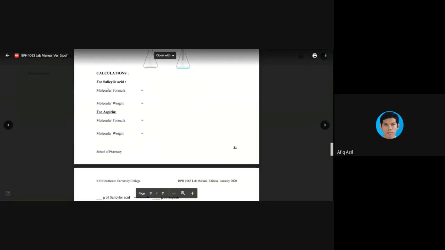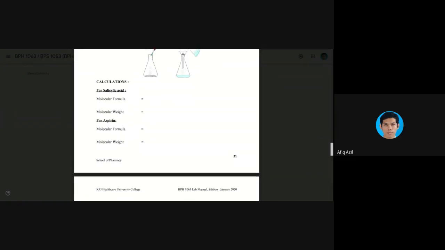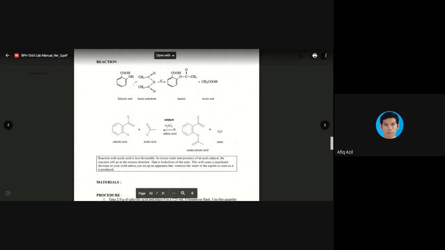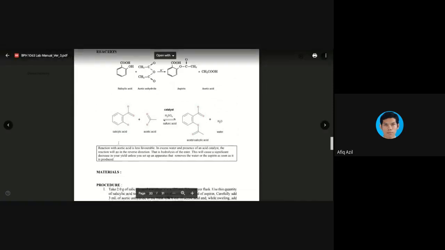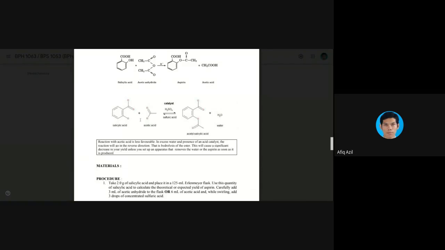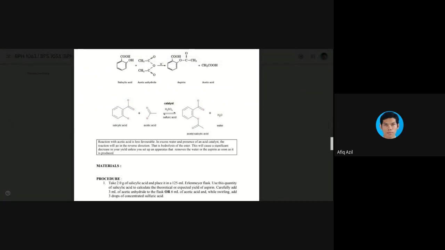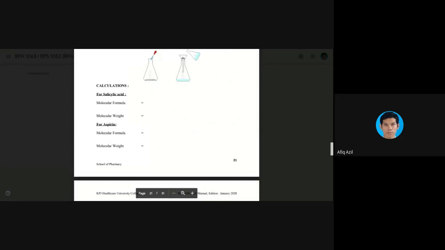So for the calculation over here, first what you need to know is the stoichiometry. Based on the two reactions that we have, the mole ratio is 1:1. So you have 1 mole of salicylic acid reacting with 1 mole of acetic anhydride to form 1 mole of aspirin. Same for the second reaction, 1 mole of salicylic acid will react with 1 mole of acetic acid to form 1 mole of your aspirin product. So the ratio is clear, 1:1. So that is for the stoichiometry.